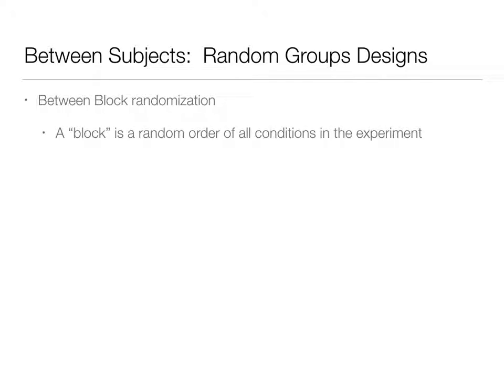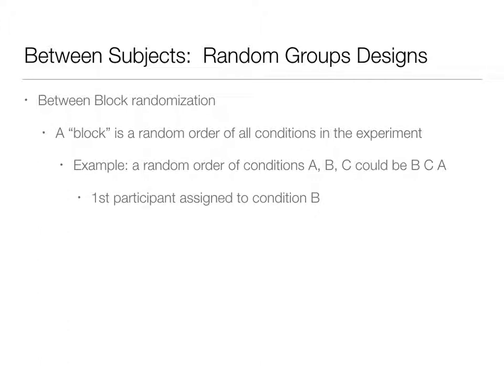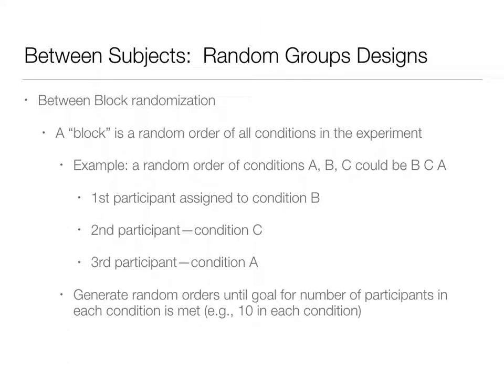So a block is a random order of all the conditions of an experiment. So if you have 3 conditions, A, B, and C, you could have a block be A, B, and C. You could have a block be B, C, A. So within that 3, it's random as to their order, okay? And so we have the first participant assigned to B, the second participant assigned to C, the third participant assigned to A, and then we'll start another block, right? And we'll keep generating these blocks. And we'll keep generating these random orders until the goal for each condition is met.